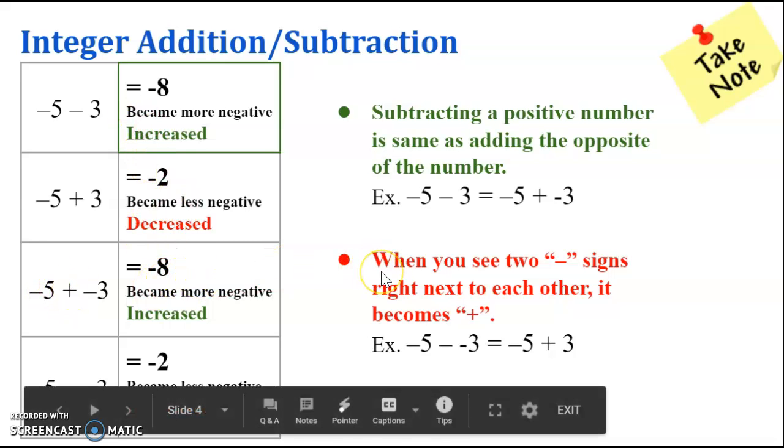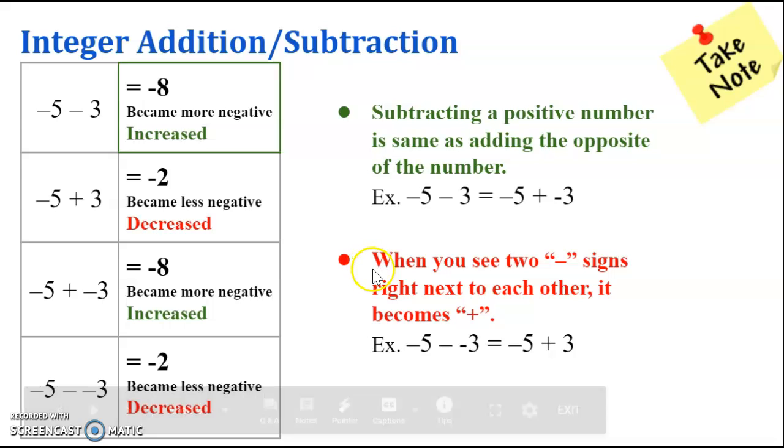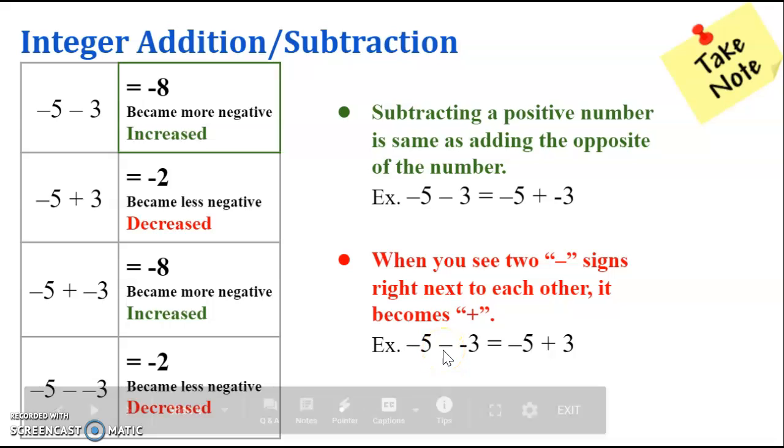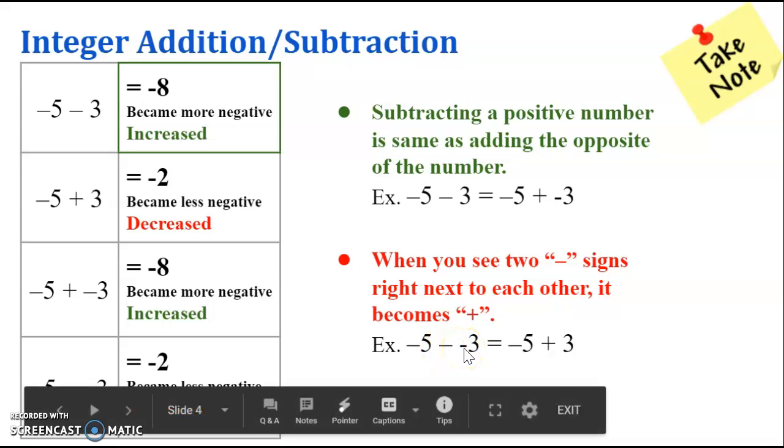Another observation you should have made is that when you see two negative signs right next to each other, so here you have negative, negative, right? The first one is telling us to subtract, and this -3 tells me that the number is actually negative. So when you see two negatives right next to each other, you can change both of them, not just one of them, both of them to positive, okay?